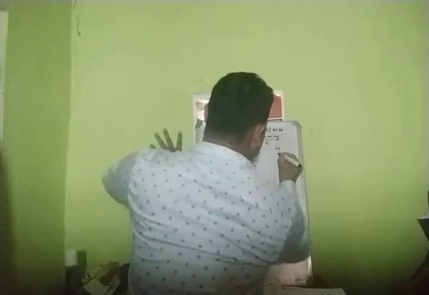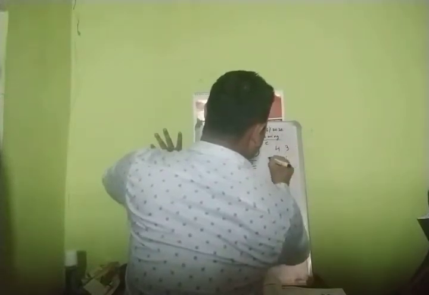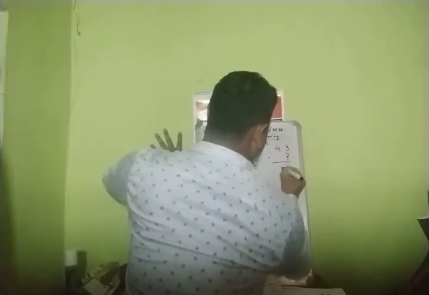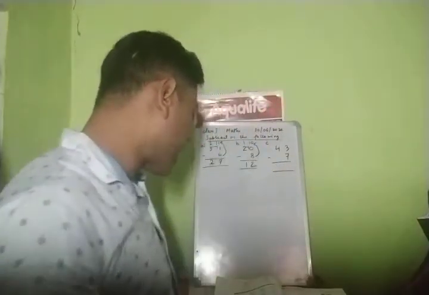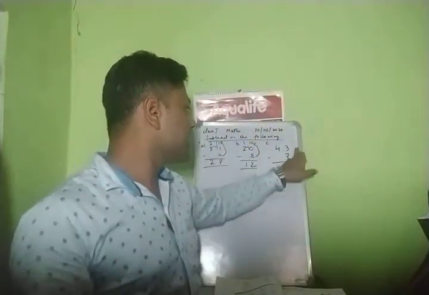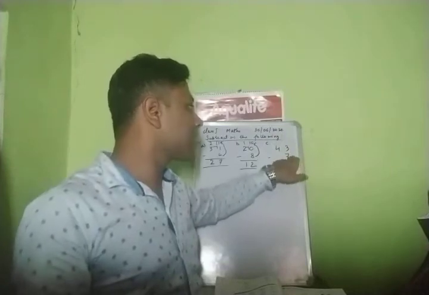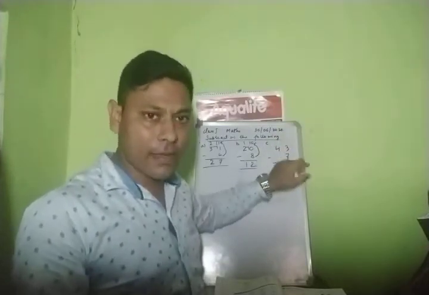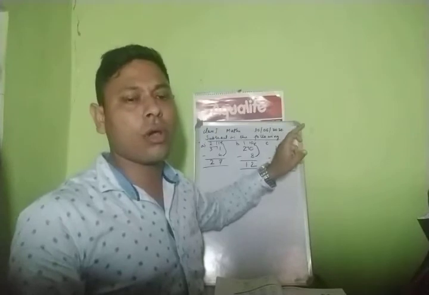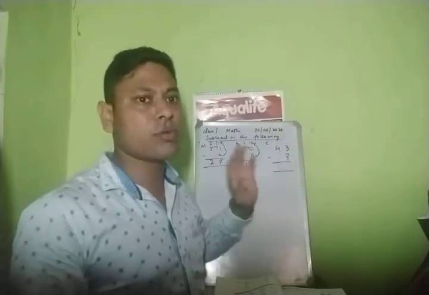43. See, I am again giving one gap. 43 minus 7. Now again see here. 3 minus 7. From 7 can you go till 3? No, it is not possible. Right? It is not possible.